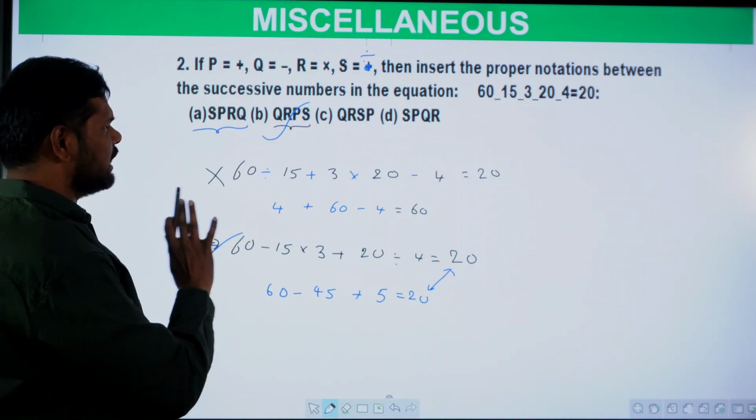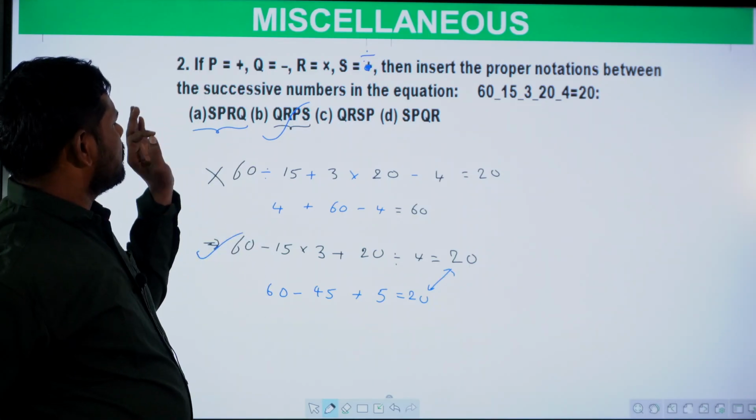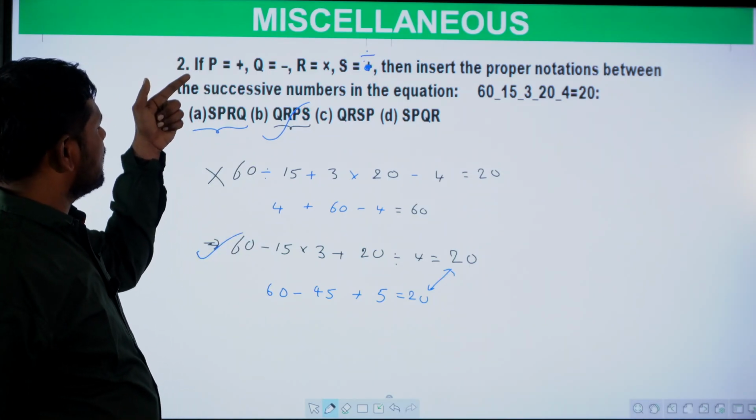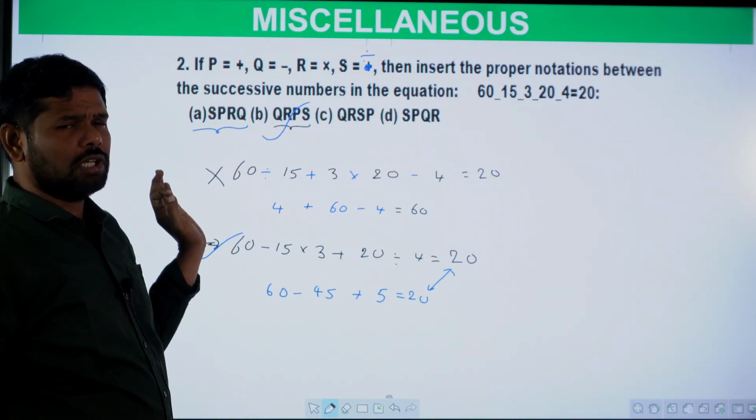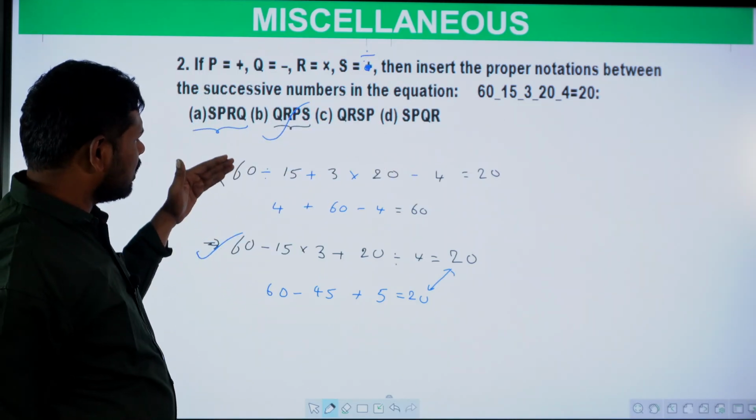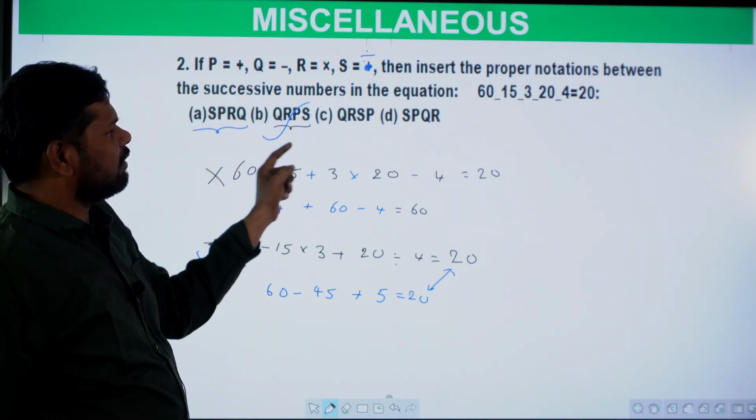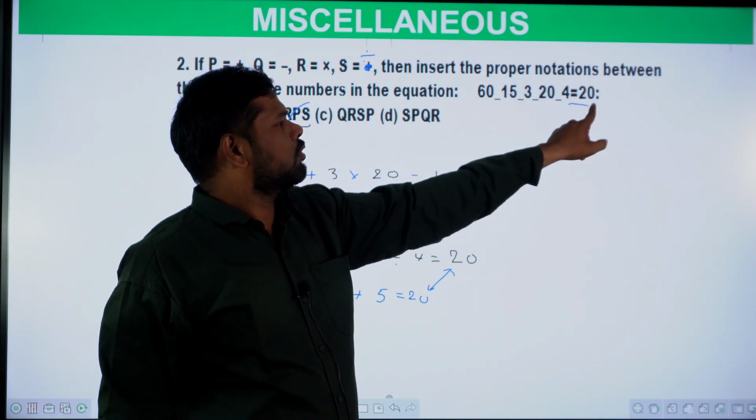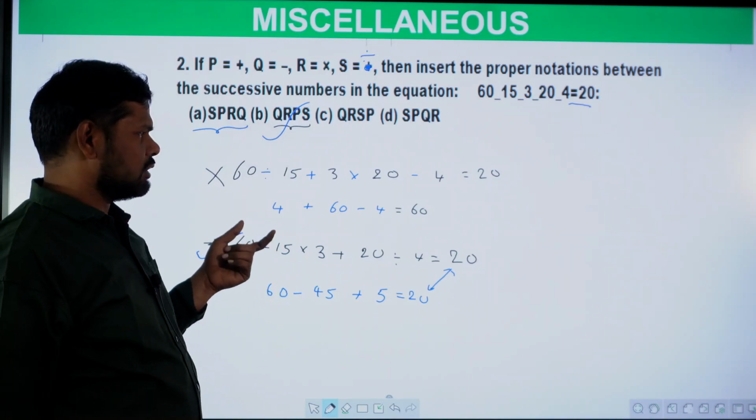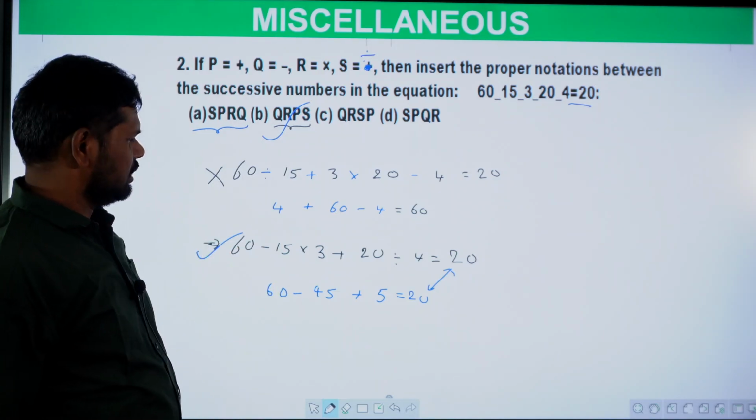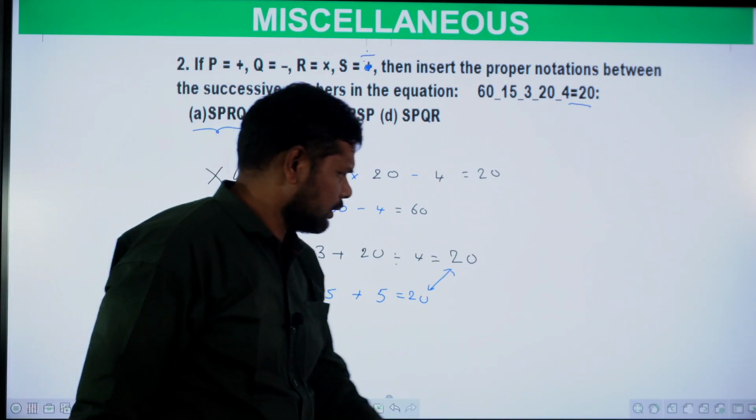No need to do anything else. Just substitute symbols in place of P, Q, R, S in the question. Go through the options only. We use the options and solve option A, option B. Wherever the equation gives 20, that is the answer. Simple. We simplify this according to the BODMAS rule. Right, it's a very easy question. Next one.